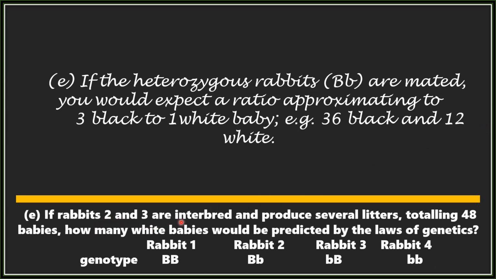If rabbits 2 and 3 are interbred and produce several litters, totaling 48 babies, how many white babies would be predicted by the laws of genetics? If the heterozygous rabbits, capital B, small b, are mated, you would expect a ratio of approximately 3 black to 1 white baby, e.g. 36 black and 12 white.